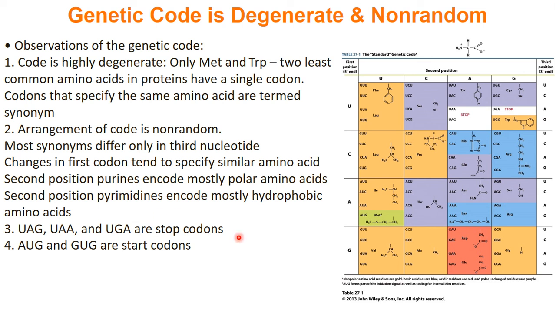And there are some special codons that don't code for amino acids. These are called our stop codons. That would be UAG, UAA, and UGA. And we also have start codons, AUG, and GUG can also be designated as a start codon in some cases.